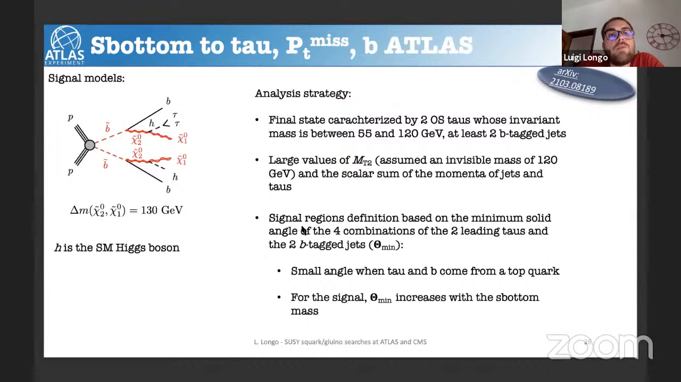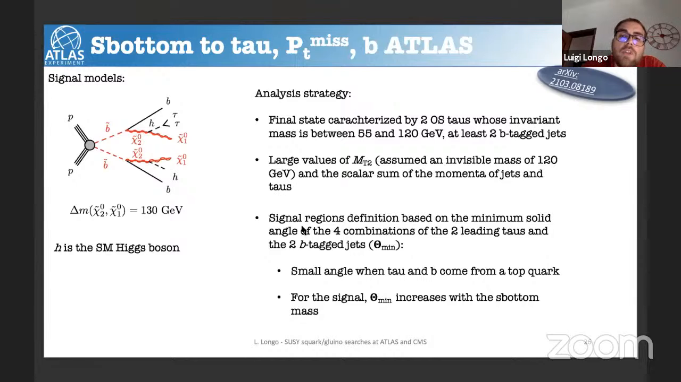Another search is the one where we have a sbottom that decays into b and neutralino 2, and then this neutralino 2 decays, as mentioned at the beginning, into a Higgs boson that then decays into a tau pair. Here it is assumed that the difference in mass of the neutralino 2 and neutralino 1 is equal to 130 GeV, and we are assuming that the Higgs boson is the standard model Higgs boson. So the final state is characterized by 2 opposite sign taus, whose invariant mass is between 55 and 120 GeV, and at least 2 b-tagged jets.